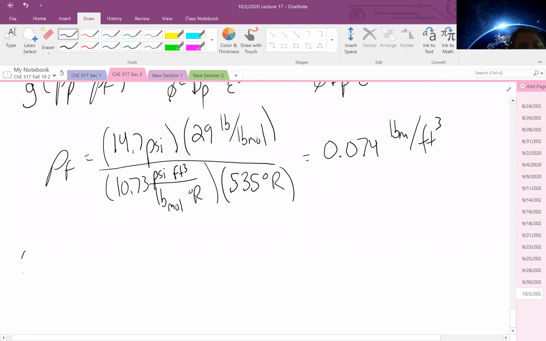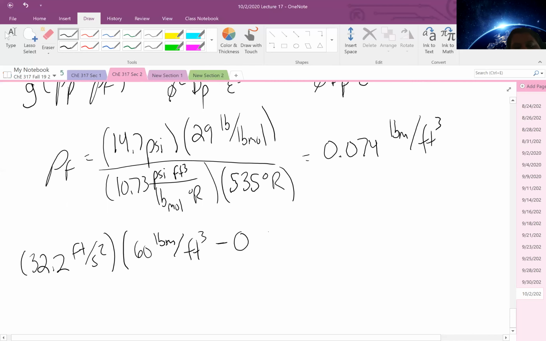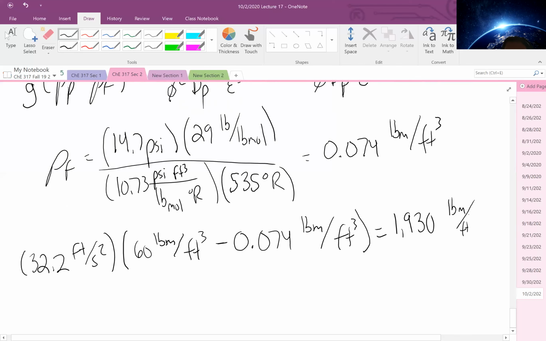So gravity is 32.2 feet per second squared times the density of the particle, which is 60 pound mass per cubic foot, minus the air density, 0.074 pound mass per cubic foot. So I'm just going to solve for this one term at a time. If I solve for this, I end up with 1,930, with units of pound mass per foot squared second squared.